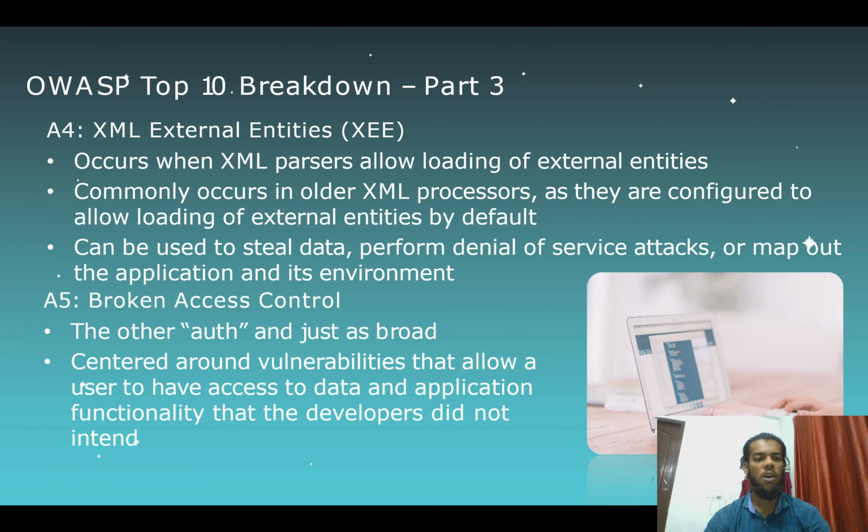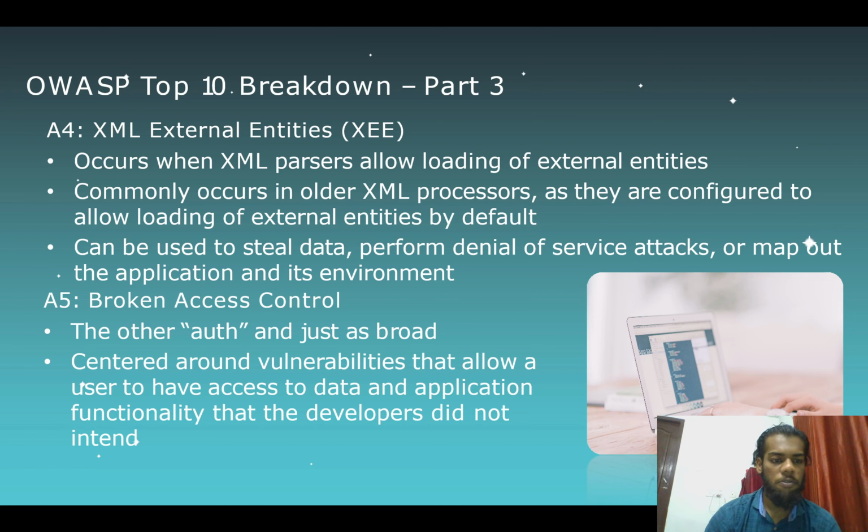Next one is A4. A4 is XML external entities, XXE. We shortly say it as XXE. It occurs when XML parsers allow loading of external entities. It commonly occurs in older XML processors, as they are configured to allow loading of external entities by default. It can be used to steal data, perform denial of service attacks, or map out the application and its environment.